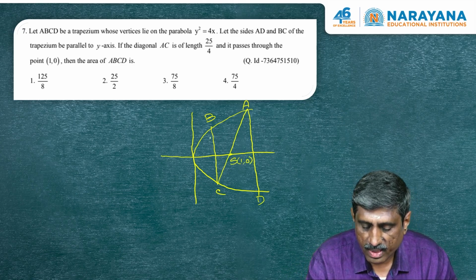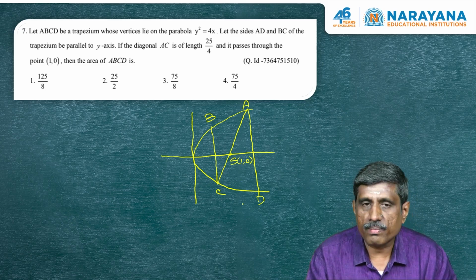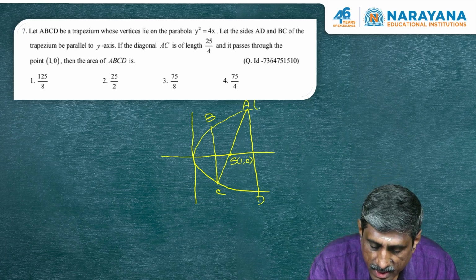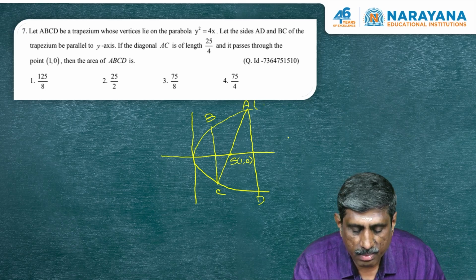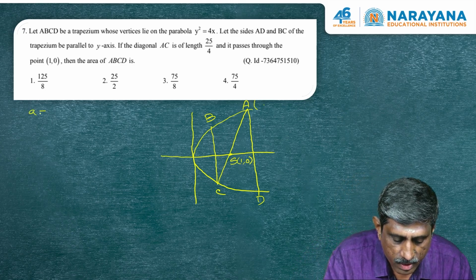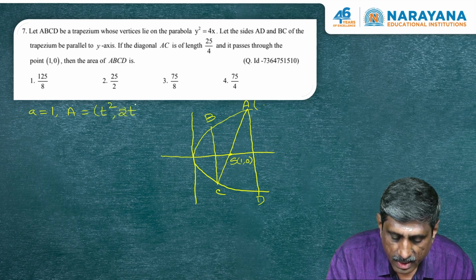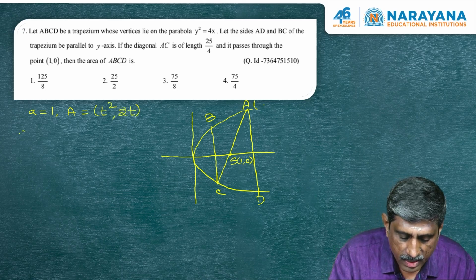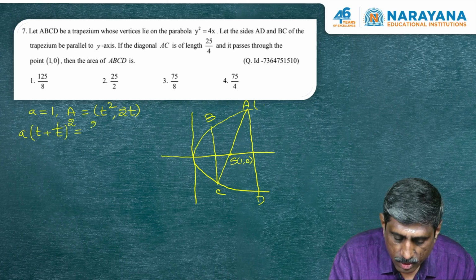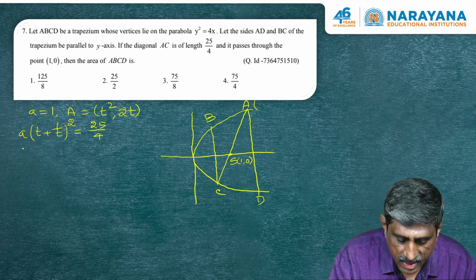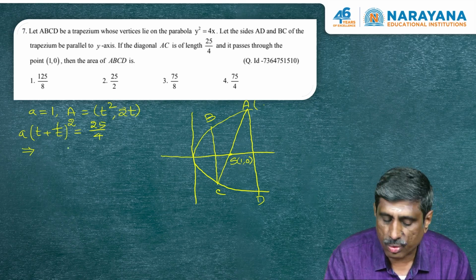So clearly this is the trapezium whose area we are asked to find. Let us take this point as (at², 2at), because a is equal to 1 here. So I can take the point A as (at², 2at), and we know the length of the focal chord is a(t + 1/t)², which is given as 25/4. Because a is 1, we understand that (t + 1/t)² is 25/4.